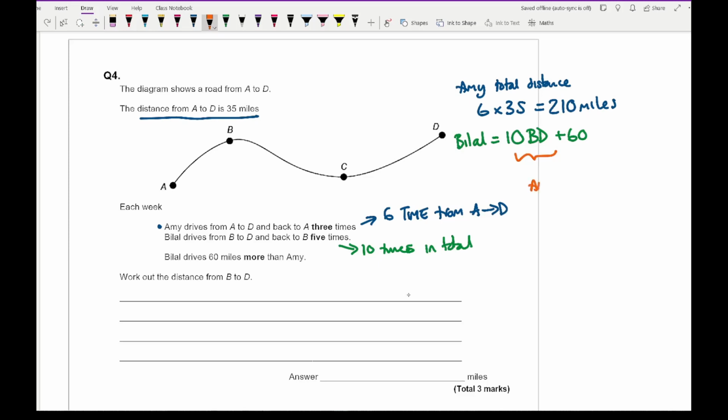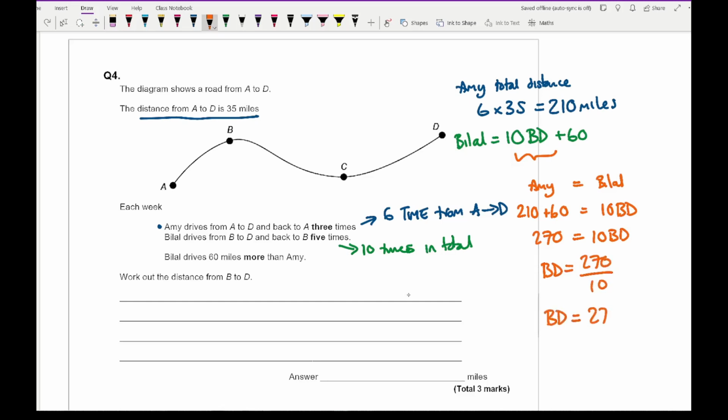So if I write Amy and I write Bilal, for them both to equal the same, I need to do Amy's distance, which is 210, add 60, and that is the same as Bilal's journey 5 times. So then that's going to be 270 equals 10 BD. So BD is going to equal 270 divided by 10. So the distance of B to D is 27 miles.